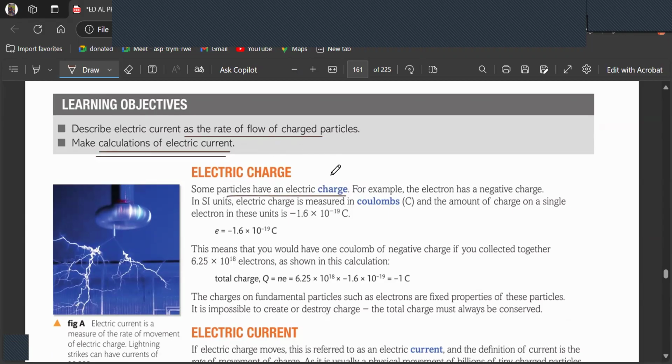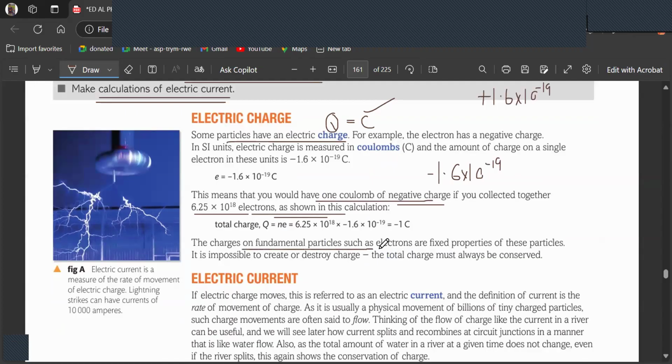Some particles have an electric charge, Q, which is measured in the units of coulombs. And the charge of a single electron, you should know, is minus 1.6 into 10 to the power minus 19. Then what would be the charge of a proton? Plus 1.6 into 10 to the power minus 19. This means that you have 1 coulomb of negative charge if you have collected together 6.25 into 10 to the power 18 electrons, as shown in the equation over here.